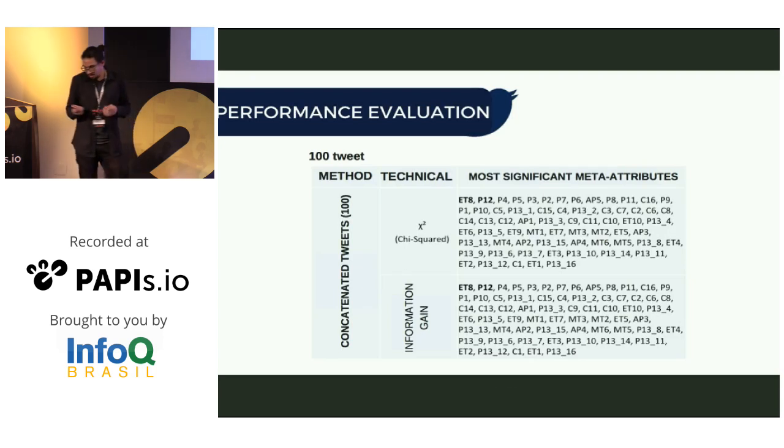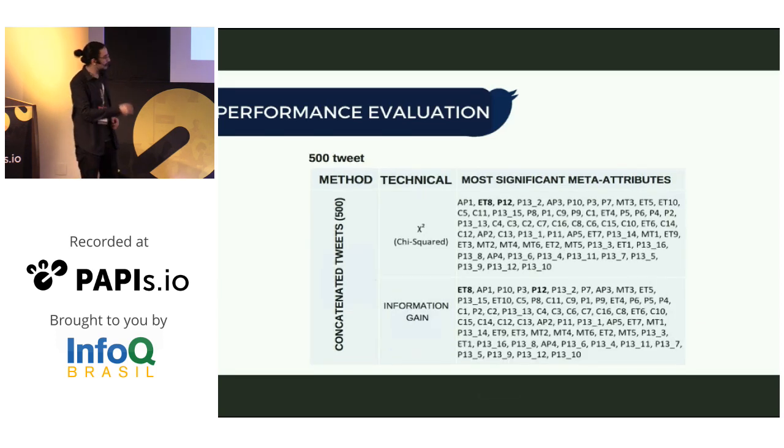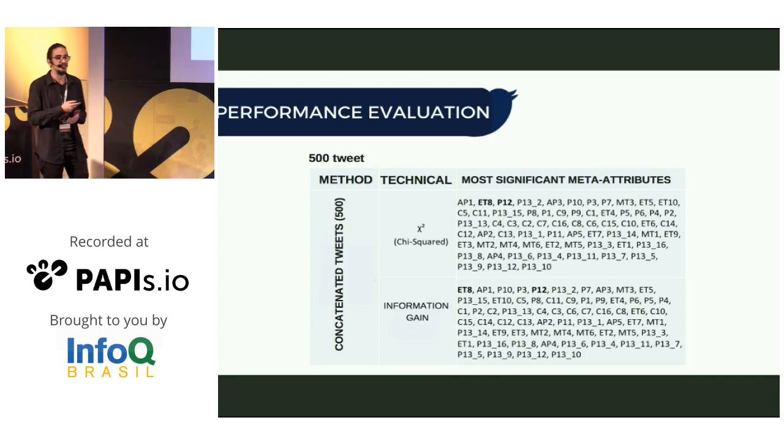And well, Ahirton, what were the most significant attributes? Well, it was pretty good, actually. We saw that textual structure is pretty significant for this kind of problem. The number of words, meta attributes based on the number of words, etc., were pretty good for our accuracy. And you can see also, when we use more tweets, we tend to have other meta attributes being more important. For example, we had psychological cues being more important with more tweets.